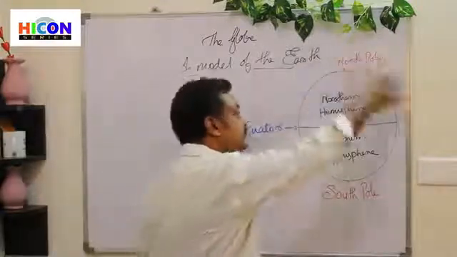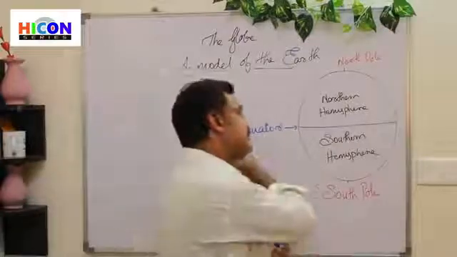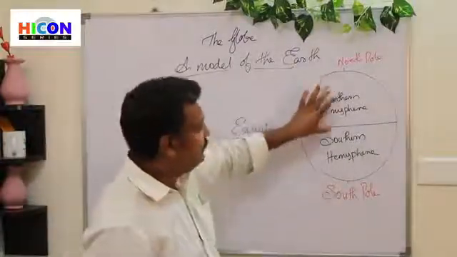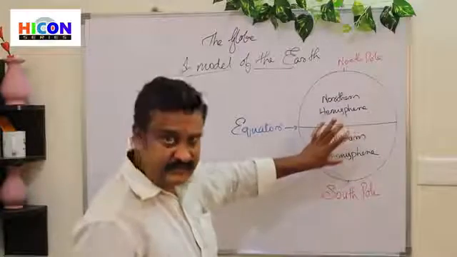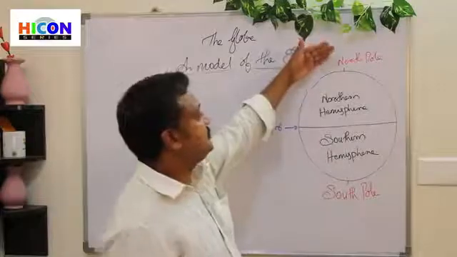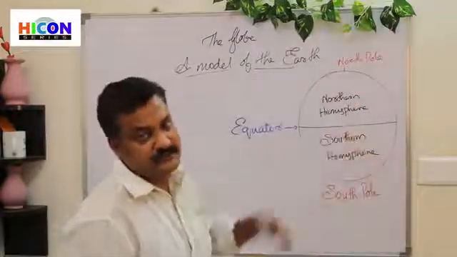So the entire Earth is a spherical shape, so it's a sphere. So this is a half, this is another half, the second half. That's why they are known as a hemisphere. So the northern part is called the northern hemisphere and the southern part is called the southern hemisphere.